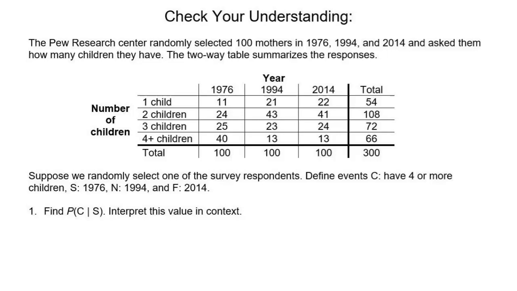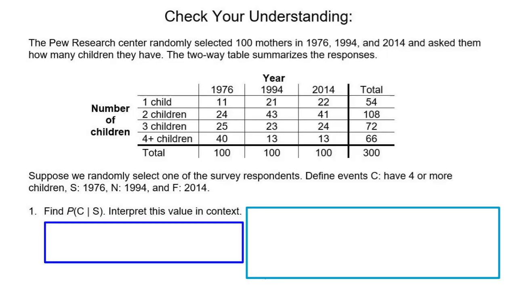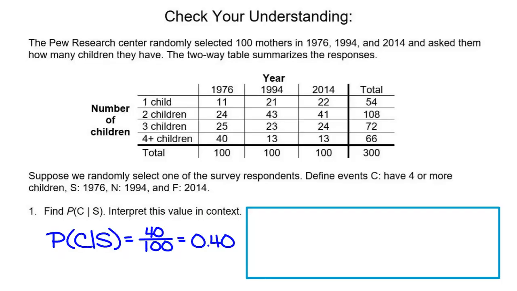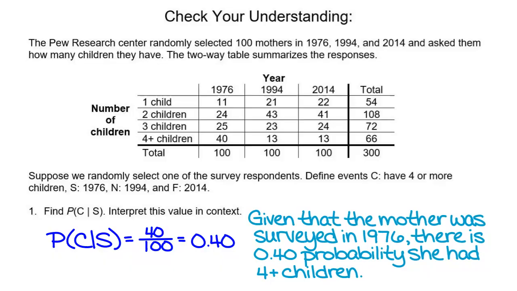All right, we're only a couple minutes from the bell, so let's go ahead and go through this. The probability of C given that S is 40 out of 100, or 0.40. Interpreting that in context, taking this notation right here and turning it back into English. Given that the mother was surveyed in 1976, that's my condition, that's the first thing I'm going to mention, there is a 0.4 or 40% probability that she had 4 or more children. A mother surveyed in 1976 had a 40% probability of having 4 or more children.